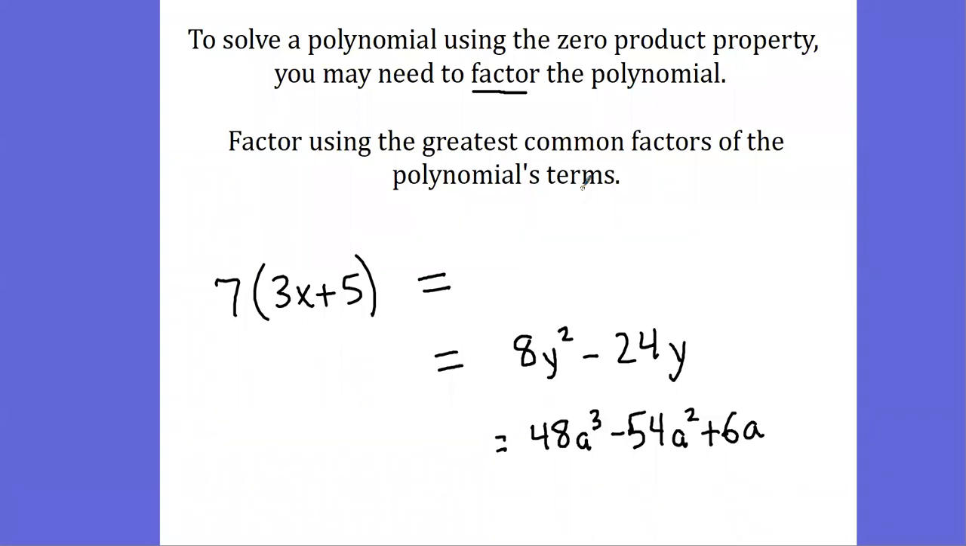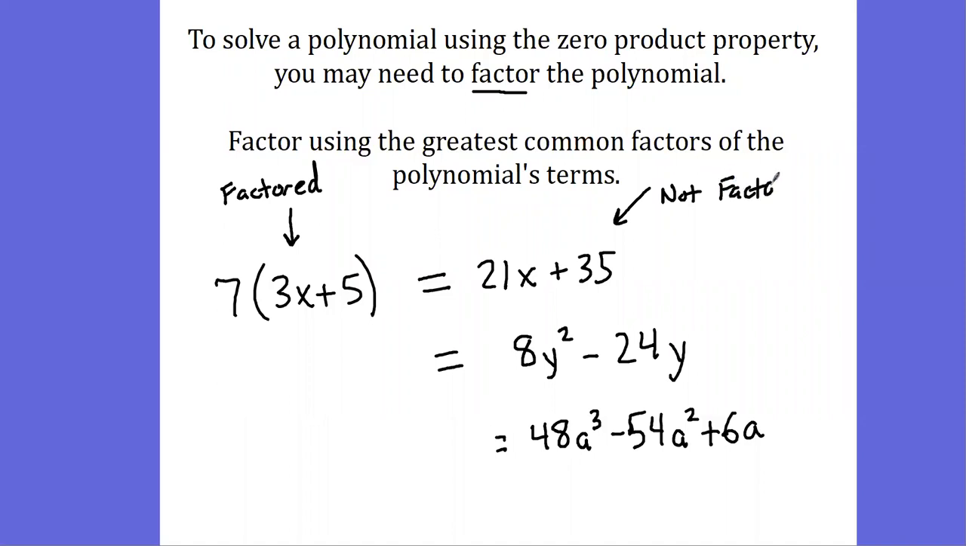So first, this right here is in factored form. If you wanted to apply the zero product property with this expression, you are ready to go. The other way I could view this expression is to distribute the 7 and get 21x plus 35, and that is not factored. So if I had 21x plus 35 equals 0, I would not be ready to use the zero product property.